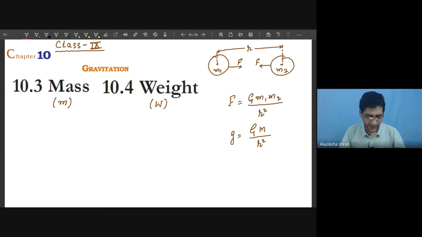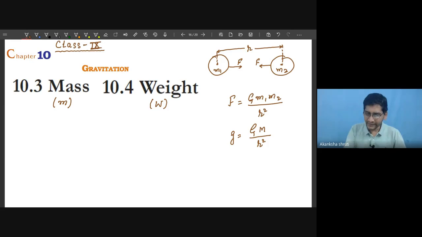Good evening, students. Today we are going to learn the topic mass and weight. What is the difference between mass and weight? Most commonly, we are using the term weight for measuring the mass of vegetables. So that is the wrong term. So basically, what is the weight? That we will understand.